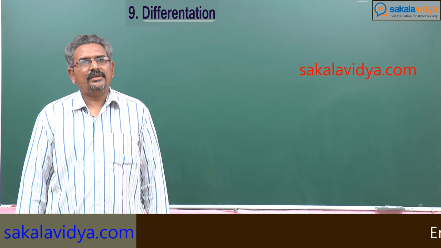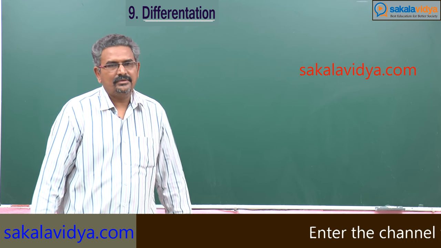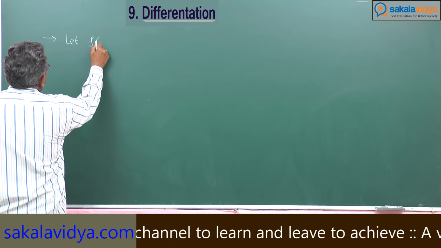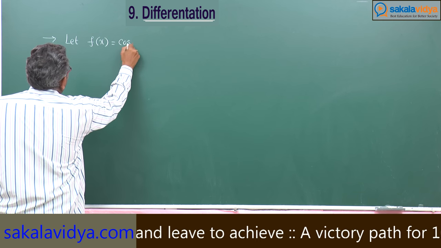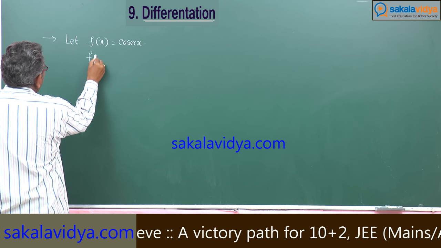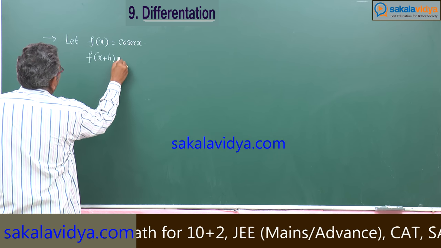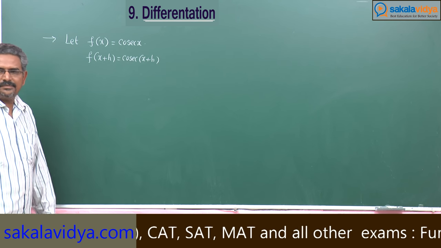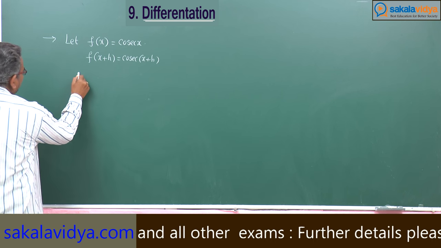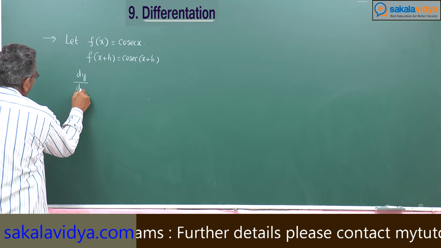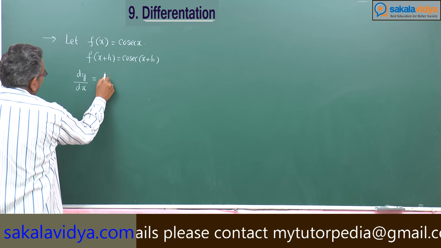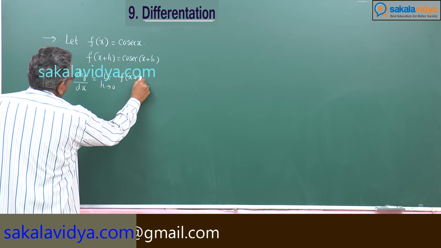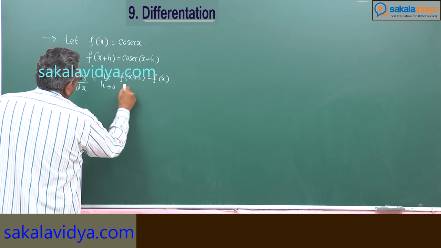So, let us find out the differential coefficient of cosecant x. Let f of x is equal to cosecant x. What is the value of f of x plus h? That is cosecant x plus h. From the first principles, dy by dx or f dash x. So, dy by dx, let us say y is nothing but f of x only. Limit h tends to 0, f of x plus h minus f of x by h.